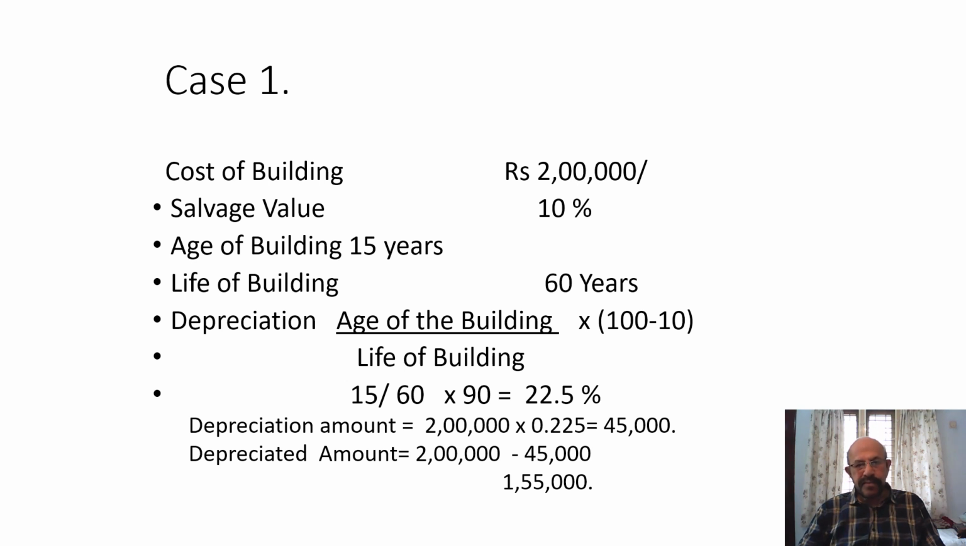Let us work out different cases of calculating the depreciation. Case 1. Cost of the building 2 lakhs, salvage value 10%, age of the building 15 years, and the total anticipated or economic life of the building is 60 years. So depreciation is equal to the age of the building divided by the life of the building into 100 minus 10, which is 15 by 60 into 90, equal to 22.5%. So the depreciation amount is equal to 2 lakhs into 0.225, which is 45,000. So the depreciated value is 2 lakhs minus 45,000, which is equal to 1 lakh 55,000. This is the simplest case.